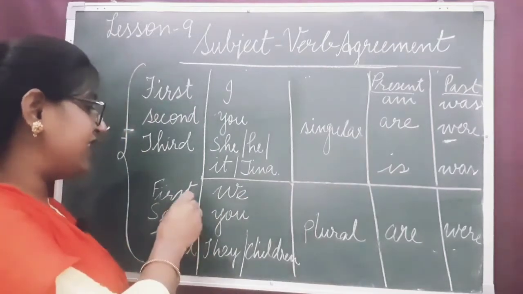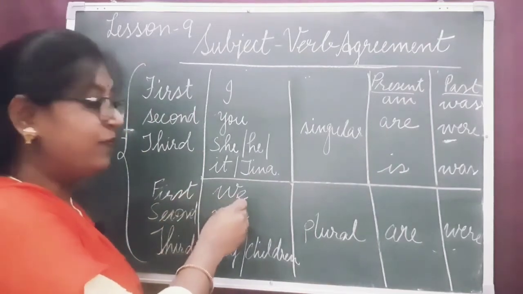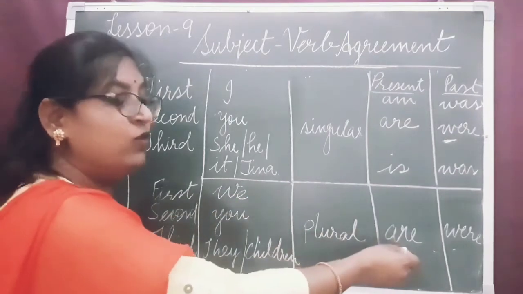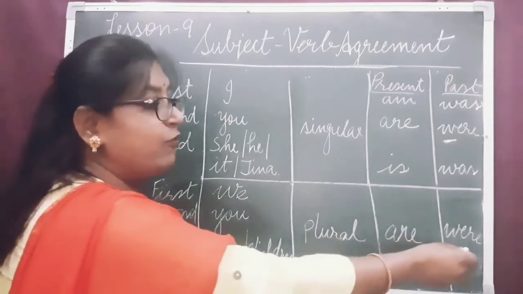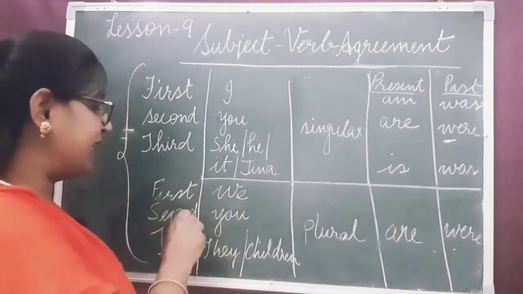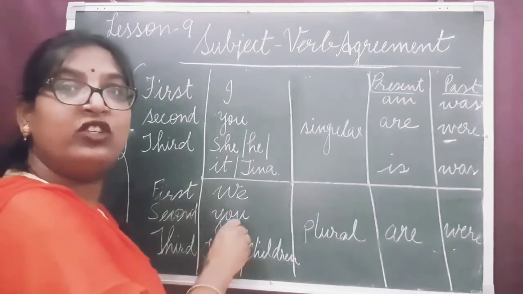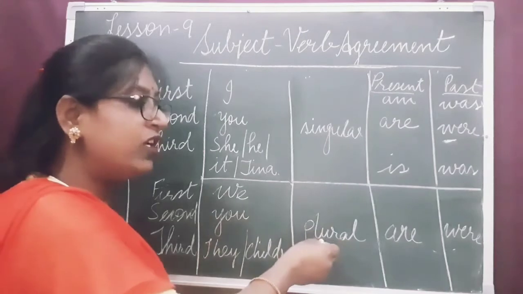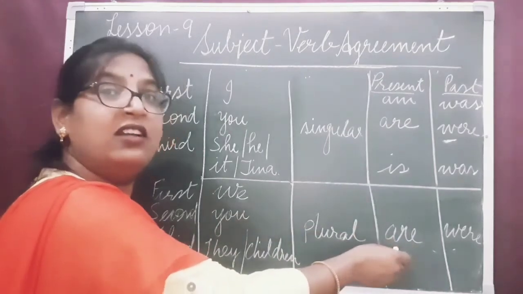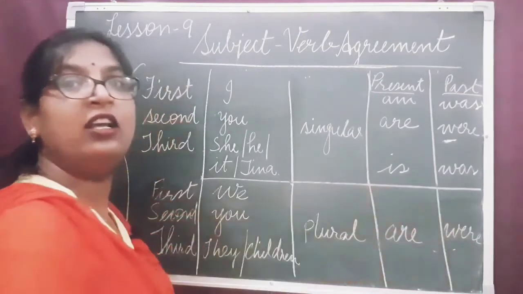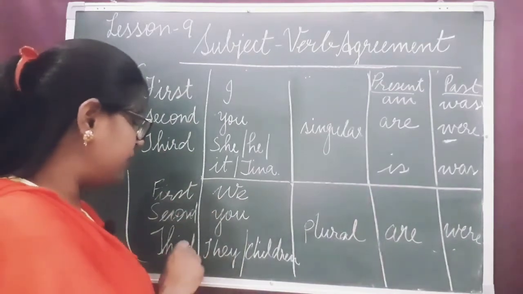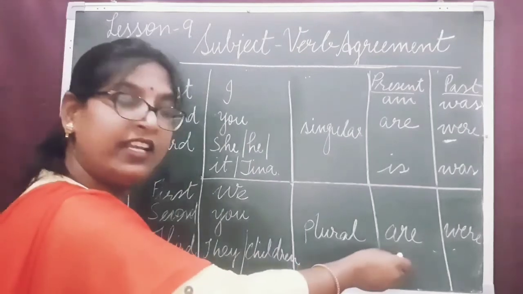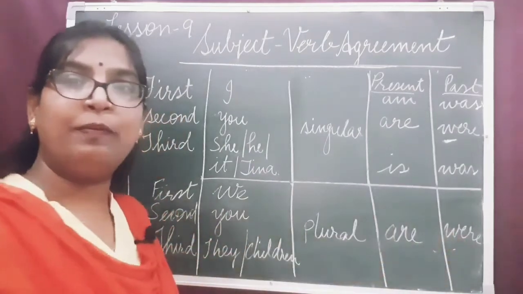And the same way you can see first person pronoun we. We indicates the plural number. So we use are in present and were in past tense. Second person pronoun you, when we use you to indicate the plural number, we use are in present tense and were in past tense. And the third person pronouns they or any plural subject, we use are in present and were in past tense.